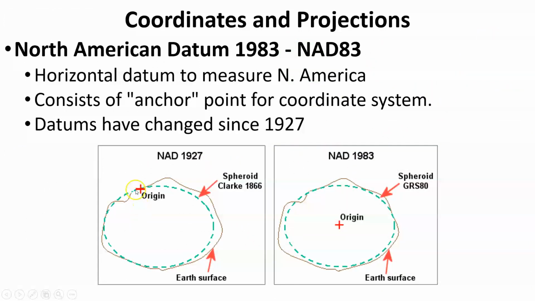So again, explaining that the NAD27 relies on the Clarke spheroid of 1866, and its origin point is in Meades Ranch, Kansas, right? Whereas NAD83 relies on the GRS80 ellipsoid, and so its origin is at the center of the Earth. However, it is still very useful for North America as well.